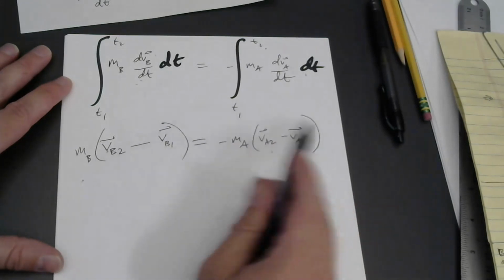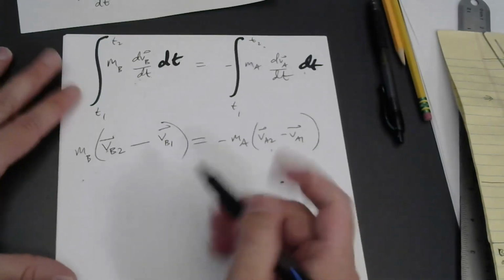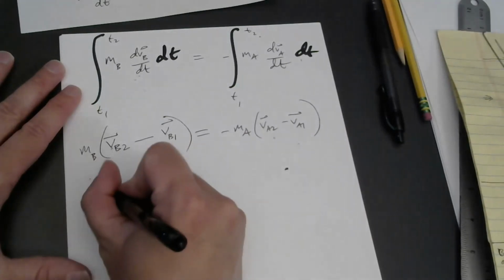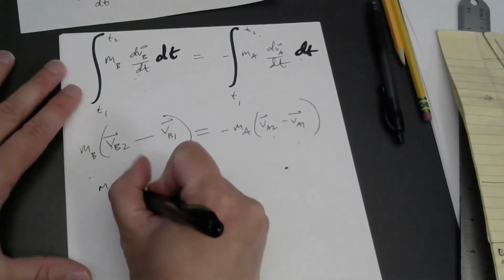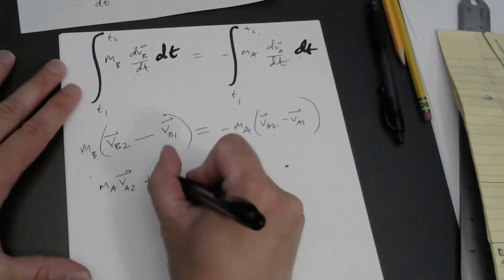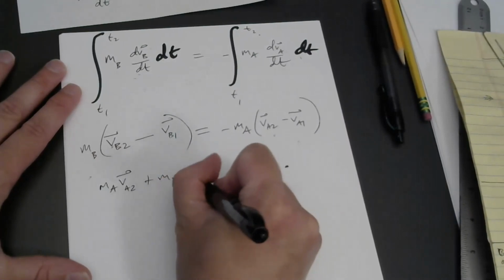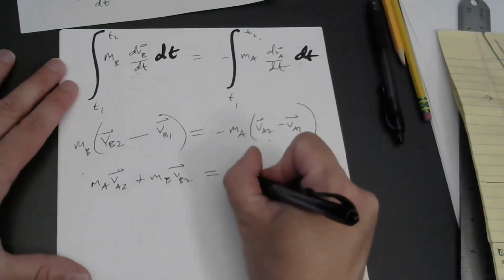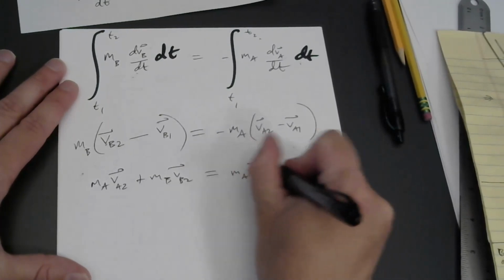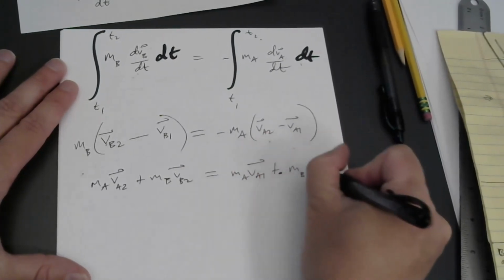So let me move all the 1 step over here and the 2 step over here, and here's what I find. MAVA2 plus MBVB2 equals MAVA1 plus MBVB1.